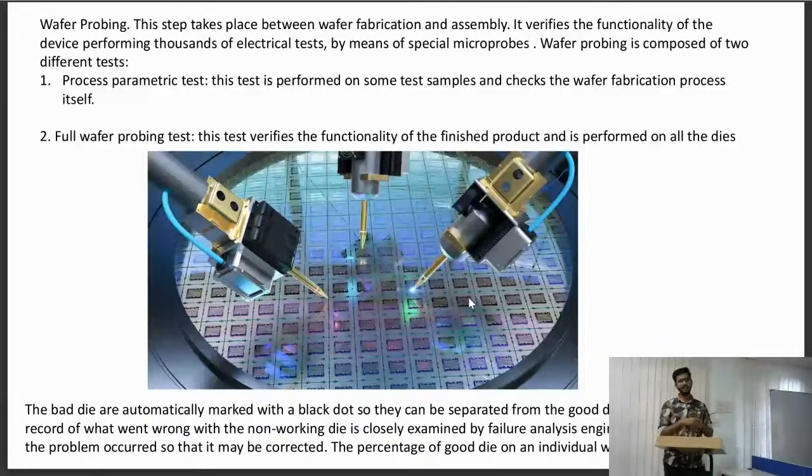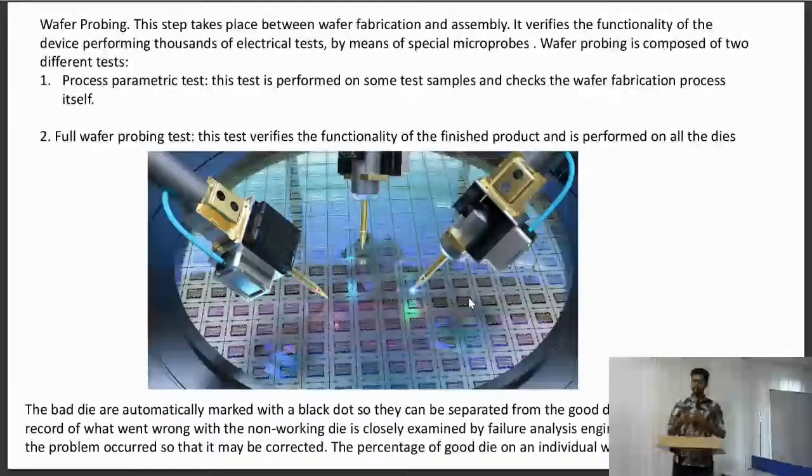After all the materials are finished, we have the output as a single silicon chip. The full wafer probing test verifies the functionality of the finished product and is performed on all the dies. Based on the performance of the single chip or die, it is categorized into grades like A grade, O grade, those kinds.